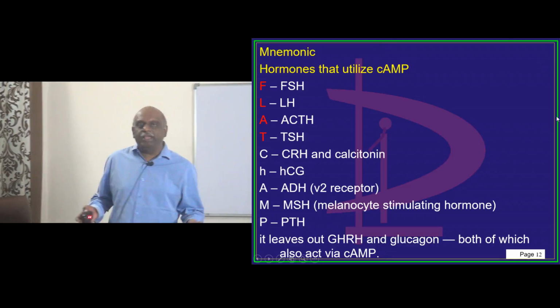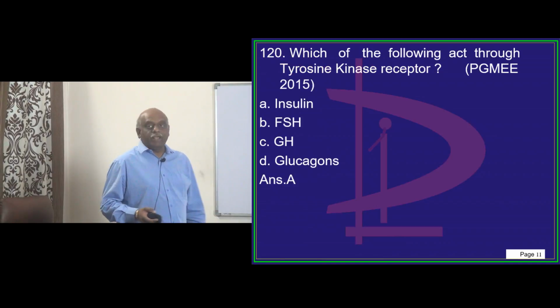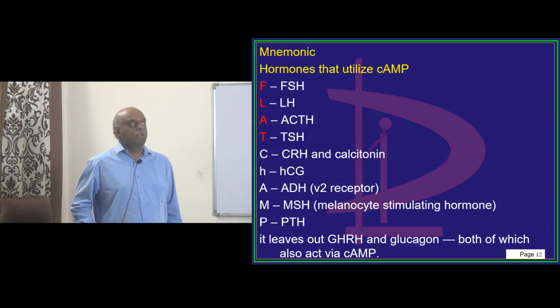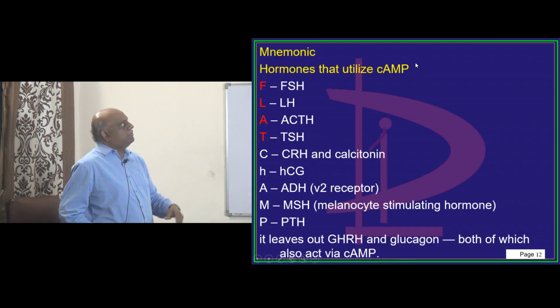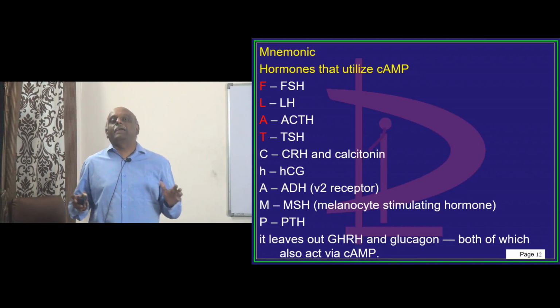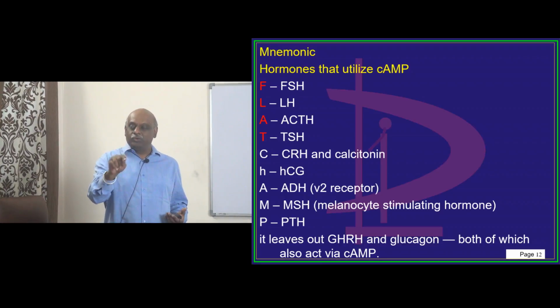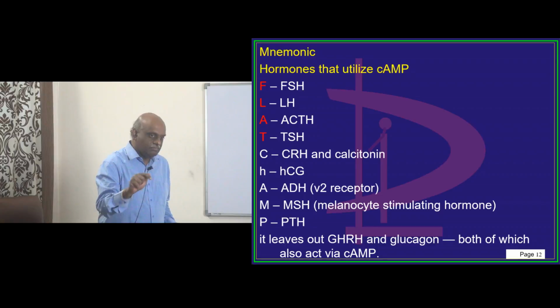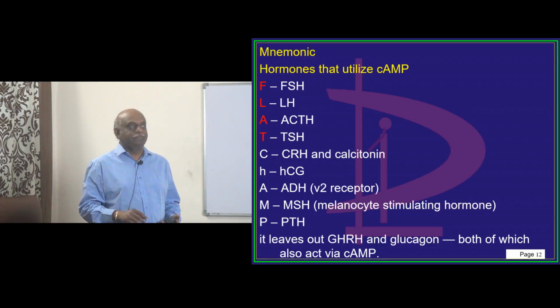So, hormones which utilize the cyclic AMP, tyrosine kinase, you should be very sure. So, what are the hormones that utilize cyclic AMP? This is the mnemonic of the day. This slide you have to bookmark and set up a reminder notification in the U-Medico app.